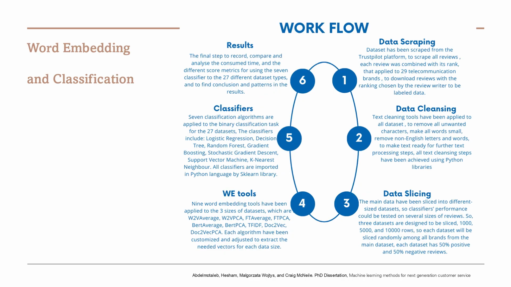Here is another piece of my work, which is again using word embedding for text classification. The steps were like this: do data scraping, download a huge amount of data from Trustpilot, apply data cleansing, then slice the data into several files, each containing either 1,000, 5,000, or 10,000 reviews, and apply word embedding tools to convert text into numerical vectors.